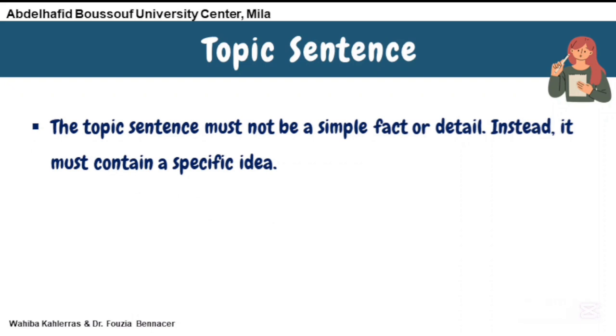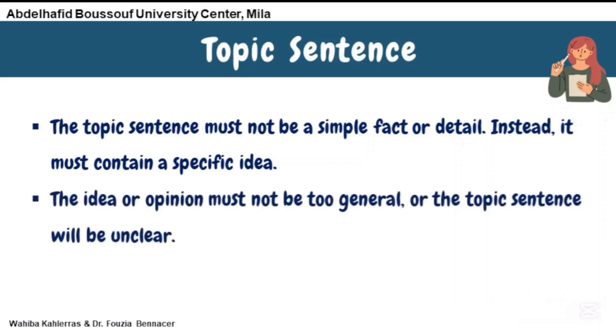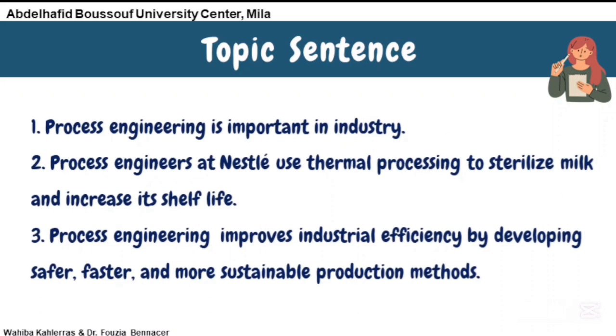A topic sentence also must not be a simple fact or a detail. Instead, it must contain a specific idea, but it shouldn't be too specific. Oppositely, it should not be too general. It doesn't have to be narrow or very broad. We have three sentences from which we pick the appropriate topic sentence. 1. Process engineering is important in industry. When we read this sentence, we can notice readily that it is very general. Process engineering is important in industry.